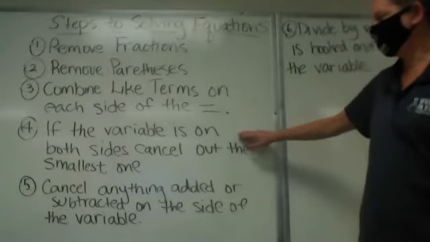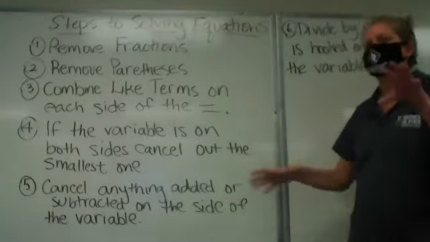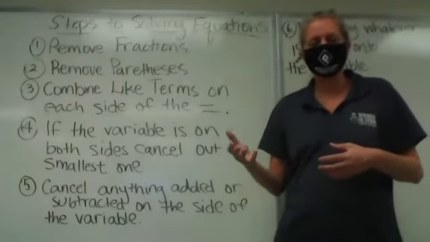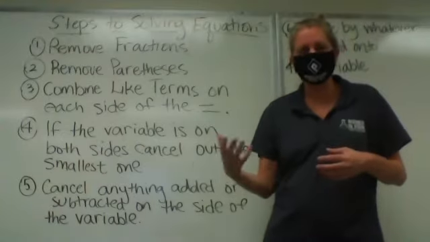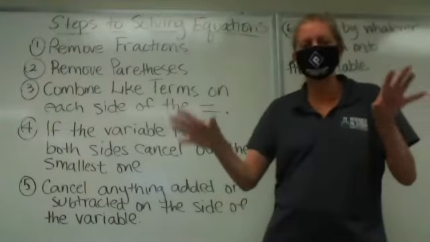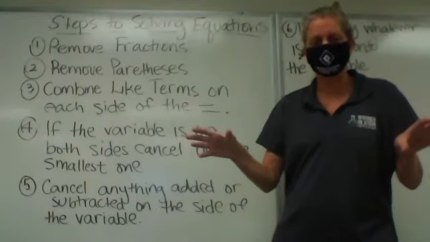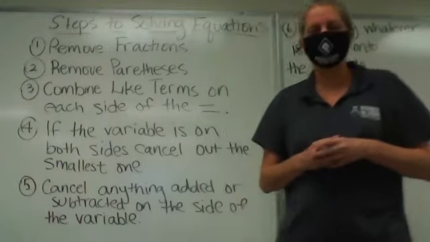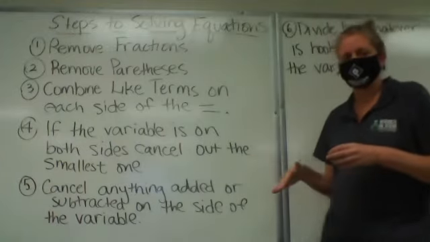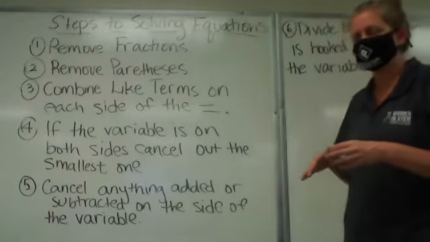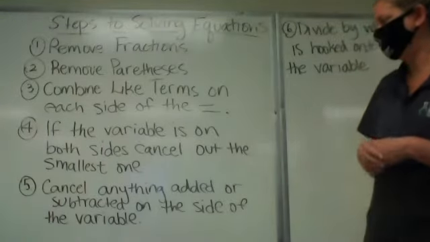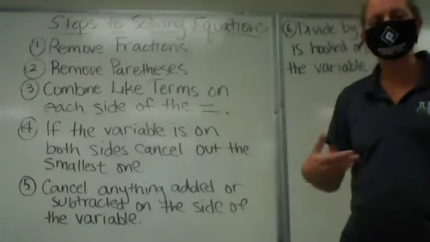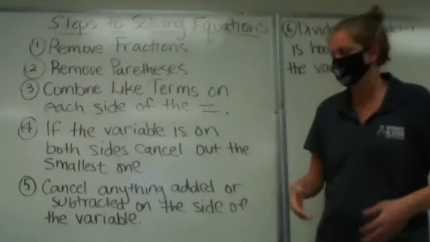If the variable, which is the letter, a lot of times it's an X, if you see it on both sides of the equal sign, because remember the goal of solving the equation is to get the variable by itself, well, if you see it on both sides of the equal symbol, then you need to cancel one of those out so that it's just on one side. Again, once I talk through these in actual problems, you'll see more what I'm talking about, okay? We're also going to cancel out the smallest one of those variables, and the reason for that is that it keeps your variable positive, okay?